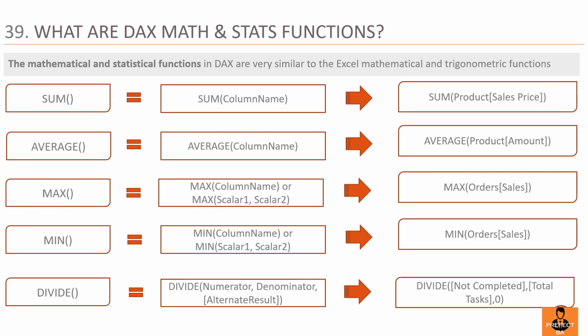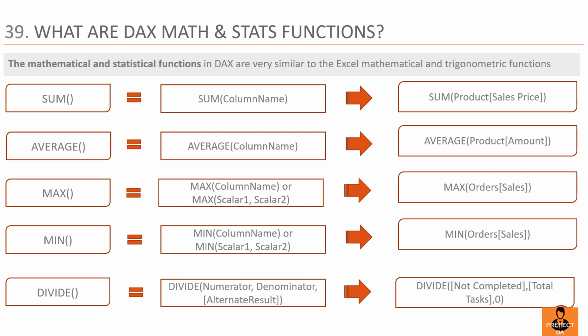Average function returns the average, that is the arithmetic mean of all the numbers in the column. In the example, the output would be the average of the amount column in the product table. Max function returns the largest value in a column or between two scalar expressions. In the example, the output would be the maximum sales in the sales column of orders table.